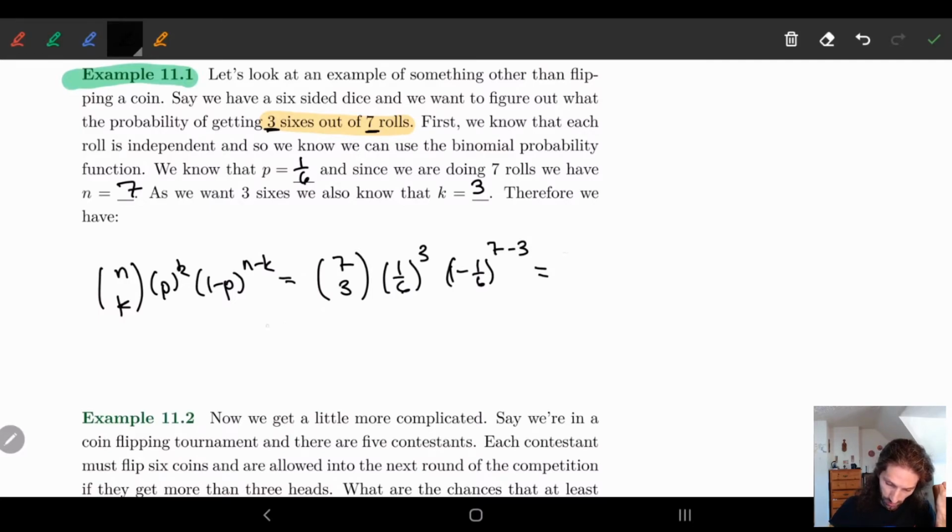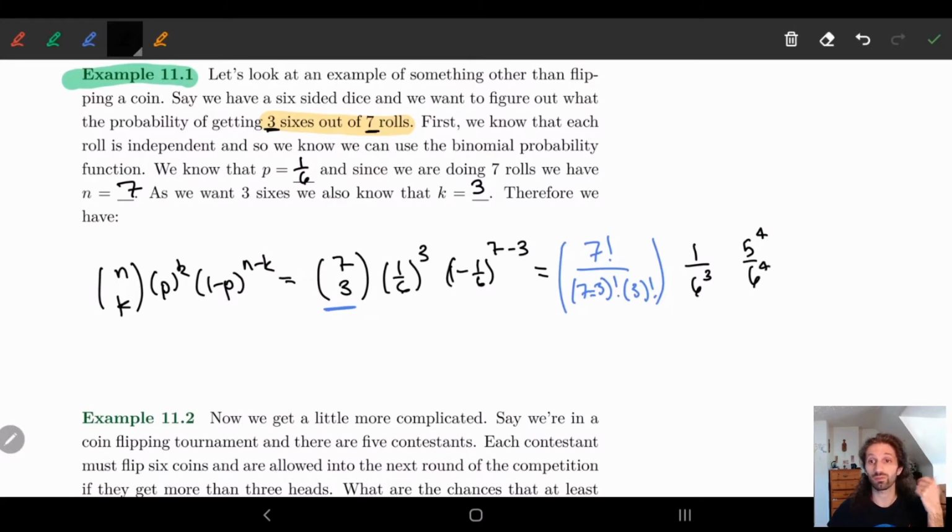We'll do this first. So this is 7 factorial over 7 minus 3 factorial times 3 factorial. And then here you'll notice we have 1 over 6 cubed times 5 over 6 to the power of 7 minus 3. So we will have 5 to the 4 and 6 to the 4.